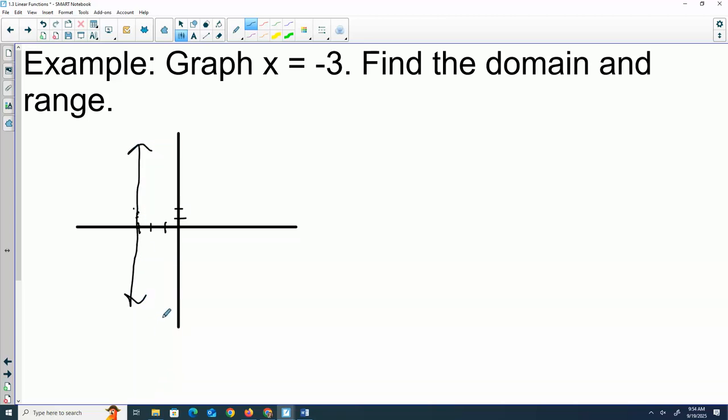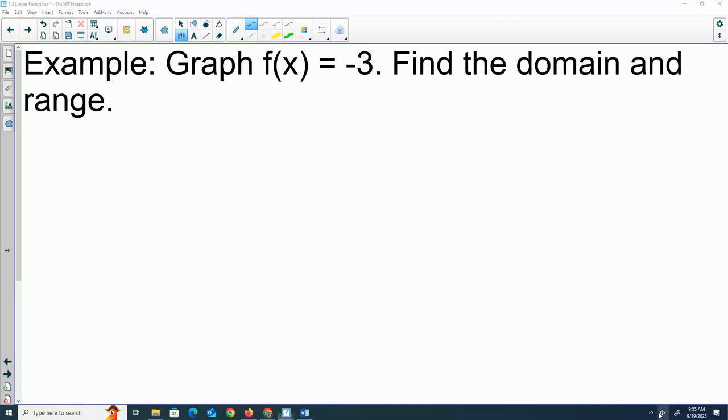Does this pass a vertical line test? No. What's the domain on that one? It's just a single value. You can't even write an interval because it's only one. So we just put that in a solution set. What's my range? What y's do we hit? Is that one okay?